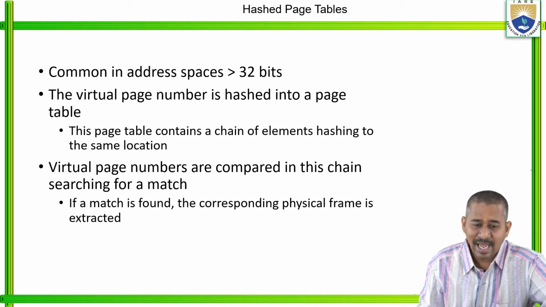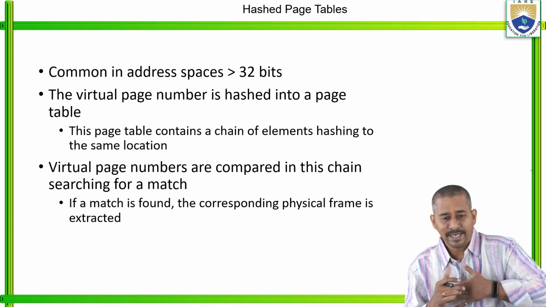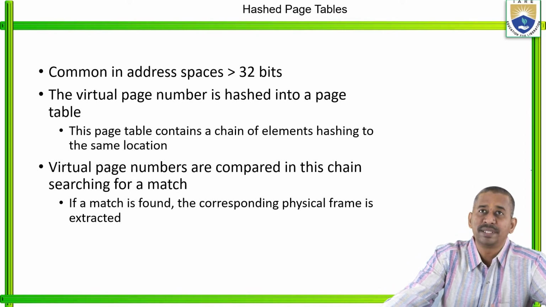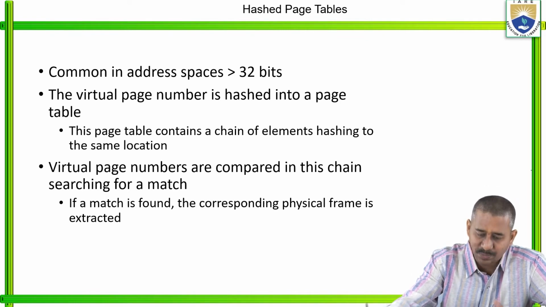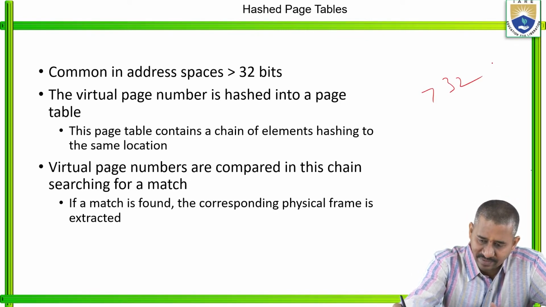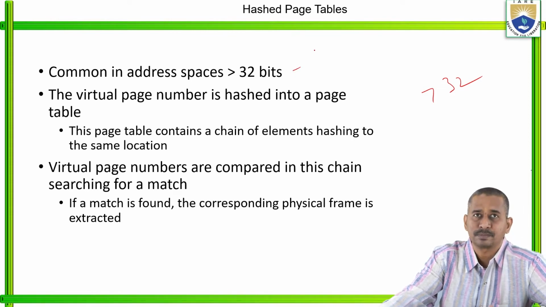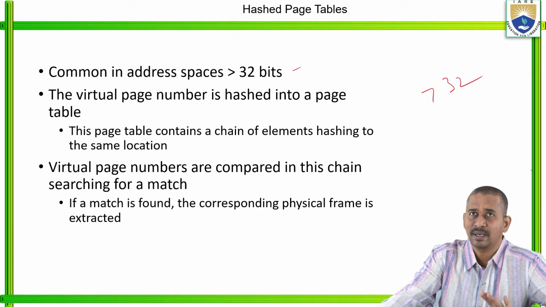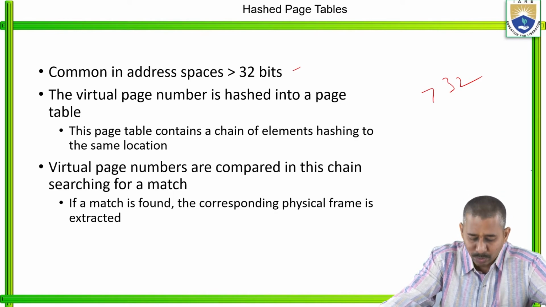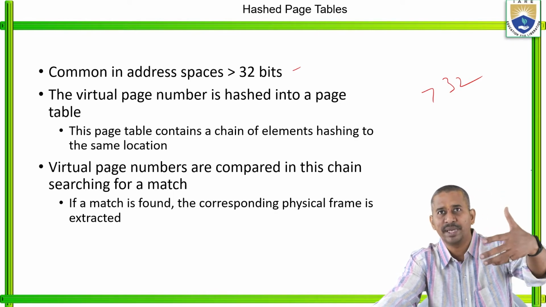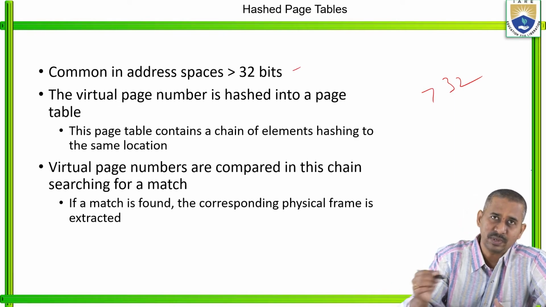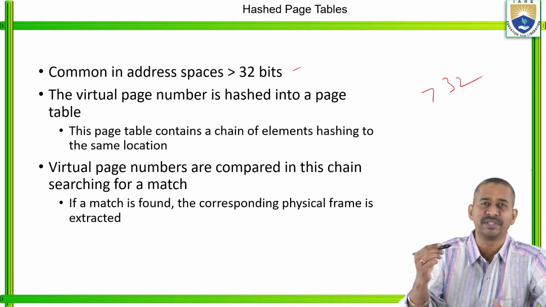Next one, hashed page tables. This hashed page tables method is used to handle address spaces greater than 32 bits. In real time scenarios, whenever the hashed page table method is used to handle address spaces of more than 32 bits, the virtual page number is hashed into the page table.